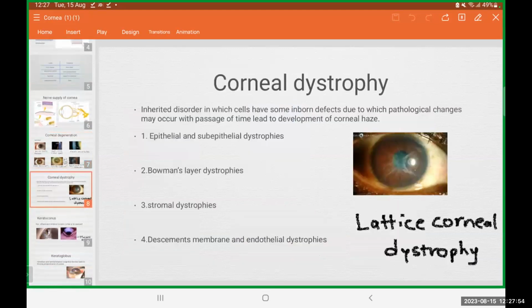Then corneal dystrophy. Corneal dystrophy is an inherited disorder in which cells have some inborn defect, due to which pathological changes may occur with the passage of time and lead to development of corneal haze. Then there are types of corneal dystrophy: epithelial and subepithelial dystrophies, Bowman's layer dystrophies, stromal dystrophies, and Descemet's membrane and endothelial dystrophies. I have shown one picture, that is lattice corneal dystrophy. It is a stromal dystrophy.